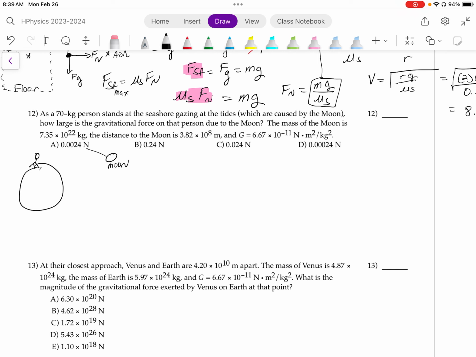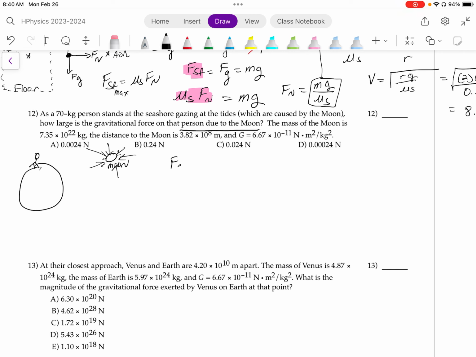The moon has a gravitational force associated with that planet. I'm sorry, gravitational field. And even though she's standing on Earth, she's still being affected by the force of gravity acting on her by the moon. And they want to know the gravitational force that that person is experiencing due to the moon.